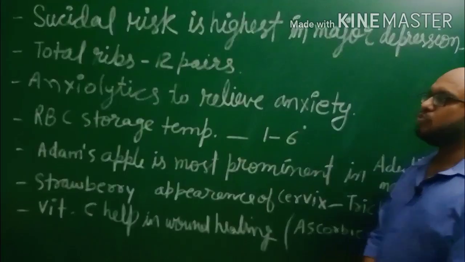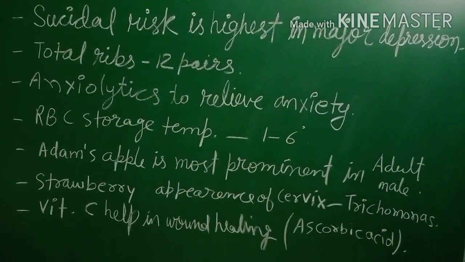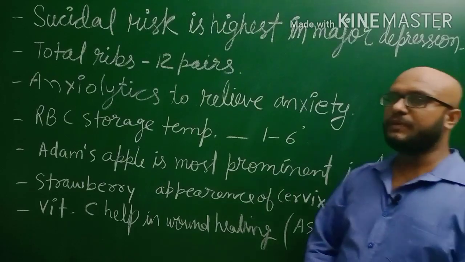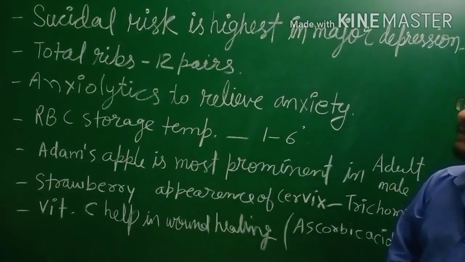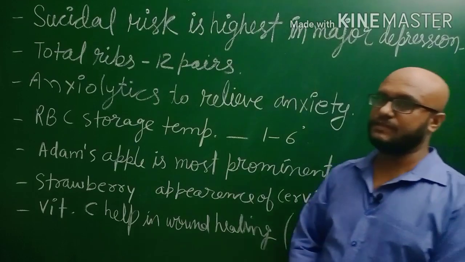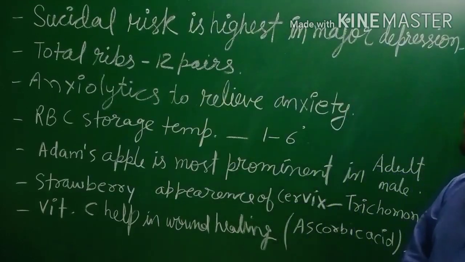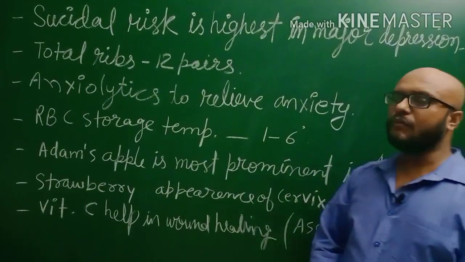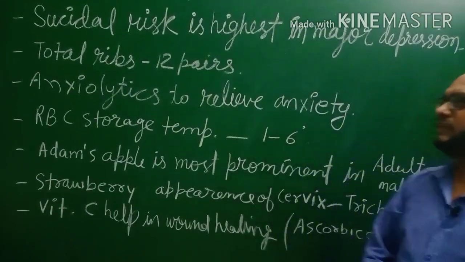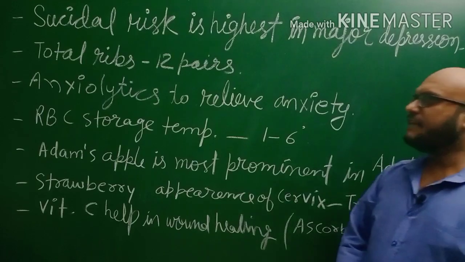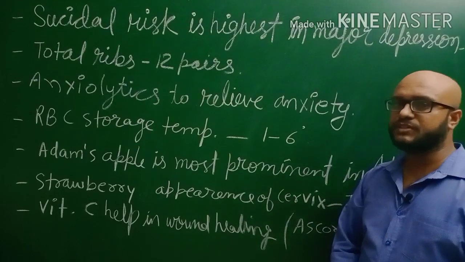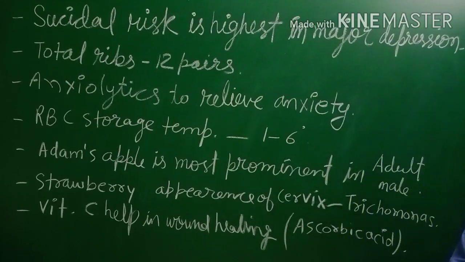Suicidal risk is highest in major depression. Persons who have major depression may have the highest suicidal tendencies. Total number of ribs is 12 pairs, and there are a total of 11 pairs of intercostal spaces found between the ribs. Anxiolytics are the drugs that are used to relieve anxiety. RBC storage temperature is 1 to 6 degrees centigrade.